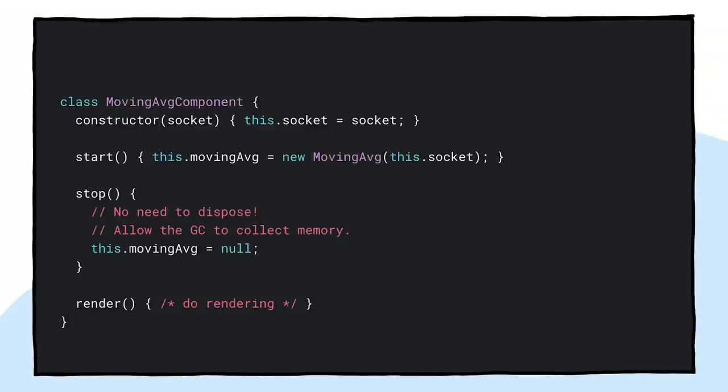Because we're no longer accidentally keeping moving average alive anymore via the event listener, we can go back to what I naively thought would work in the first place. When I no longer need all the data in the moving average instance, I would just null it out and let the GC do its thing.